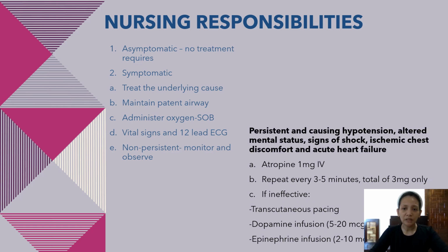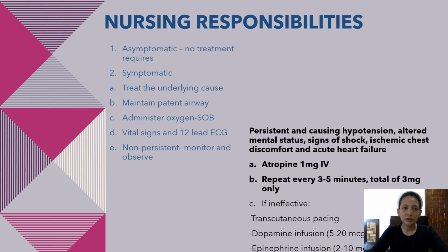However, if the patient has persistent symptoms which cause hypotension, altered mental status, signs of shock, ischemic discomfort, and acute heart failure, then you have to intervene fast with atropine 1 milligram IV as per physician order. You can repeat this medication every 3 to 5 minutes for a total of 3 milligrams only. Remember that atropine blocks the activity of the vagal nerve, so it increases the heart rate.